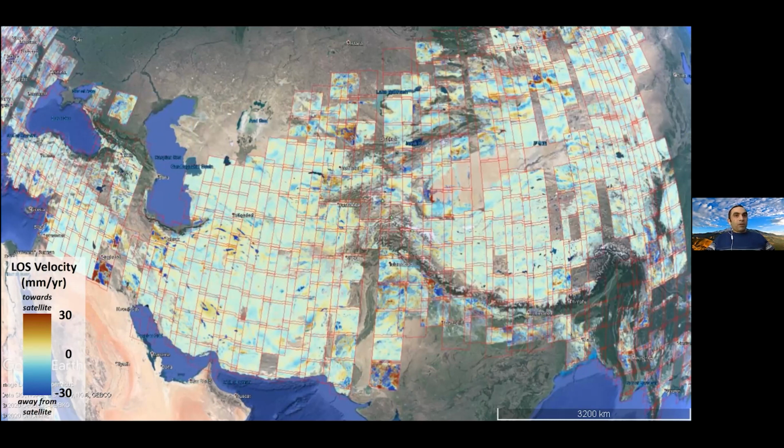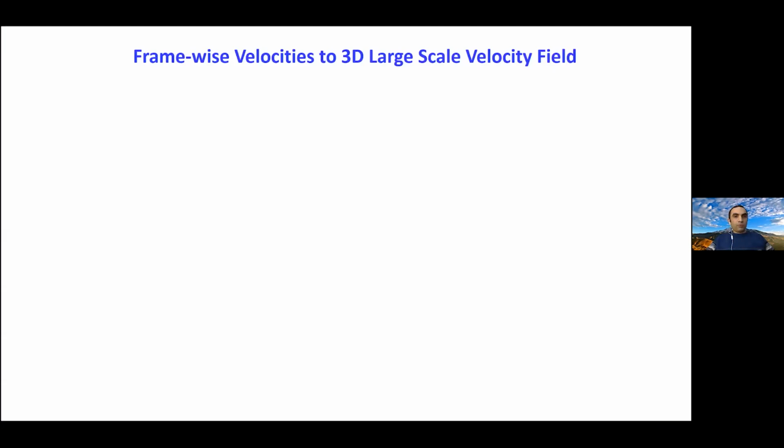And this is the frame velocities again, but in the descending orbit after doing the ramp removal. Okay, so next we can derive the 3D large scale velocity field using these frame-wise velocities. We did this for some case studies. In one case study, this was done by Jonathan Weiss to study the North Anatolian fault in Turkey.